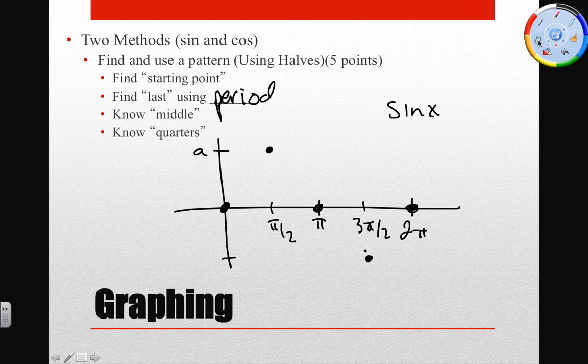I have seen people draw it this way, so maybe this would help. Rather than doing anything with pi, I would say this is the period. This is the period over 2. This is the period over 4. And this is 3 times the period over 4. Okay, that might help a little bit rather than thinking about certain numbers.